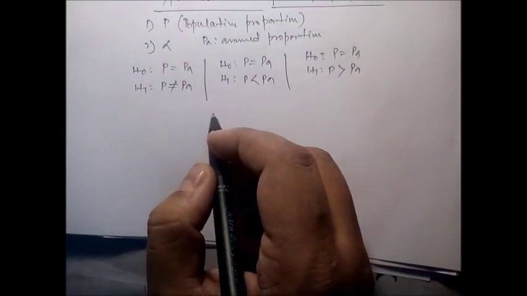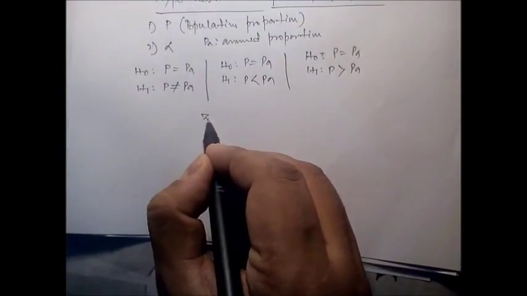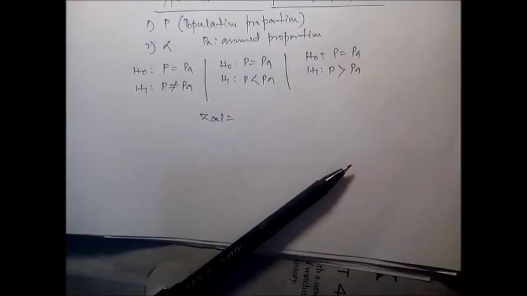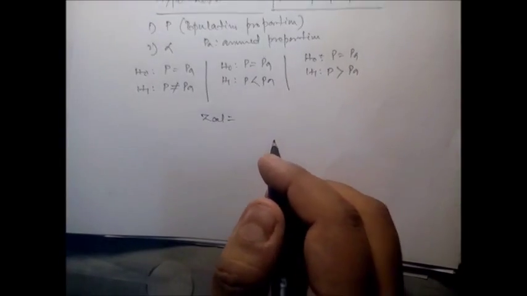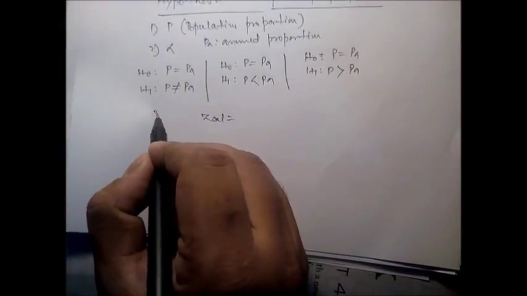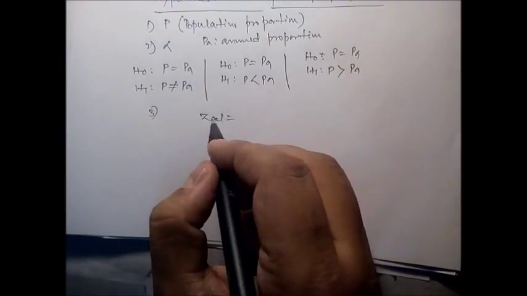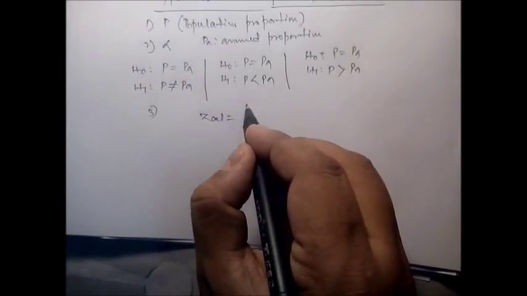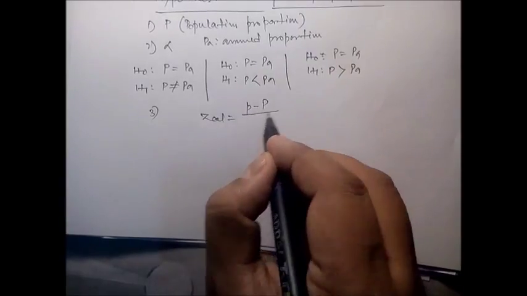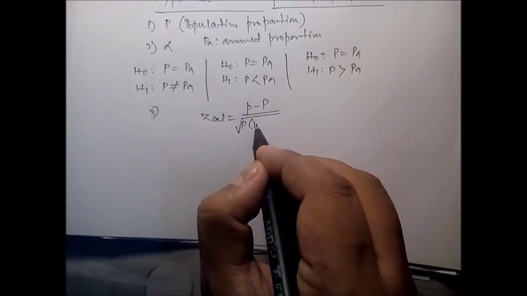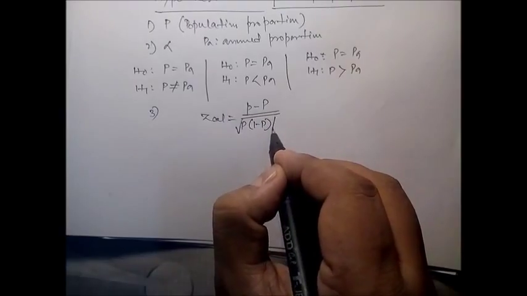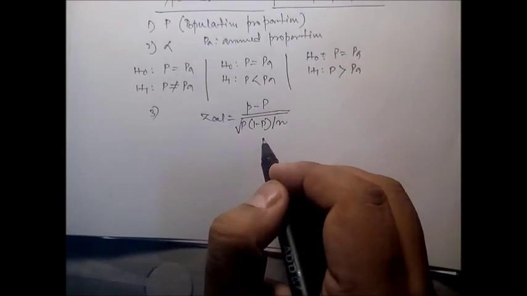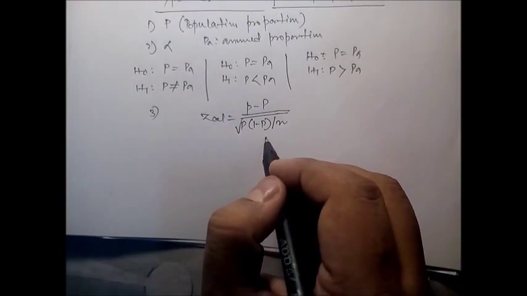So after that we have to calculate the Z-cal. Now under the null hypothesis, the test statistic Z calculated is small p minus capital P, divided by the square root of capital P times 1 minus P by n. Okay.